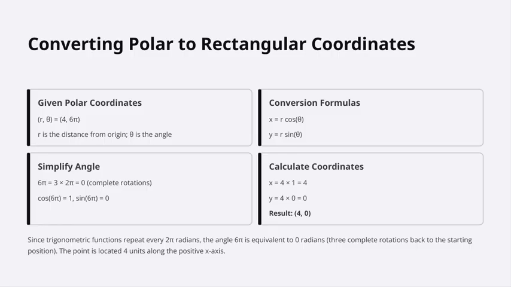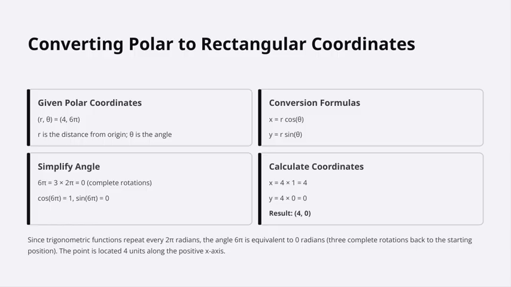So, cosine of 6 pi is the same as cosine of 0, which is 1, and sine of 6 pi is the same as sine of 0, which is 0. Plugging these into our formulas, x equals 4 times 1, which equals 4, and y equals 4 times 0, which equals 0. Therefore, the rectangular coordinates are (4, 0).